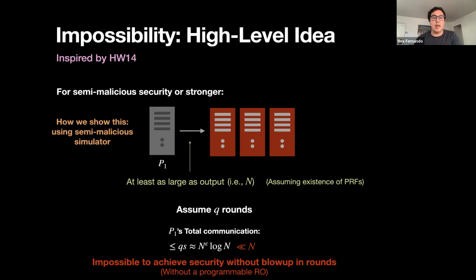So this is the very high level outline of how we achieve our impossibility result. And I don't have time to really go into detail about how we show this lower bound, but I'll just say that the main idea is that we use the semi-malicious simulator in order to efficiently compress the output of a pseudorandom function, which contradicts security of the PRF.